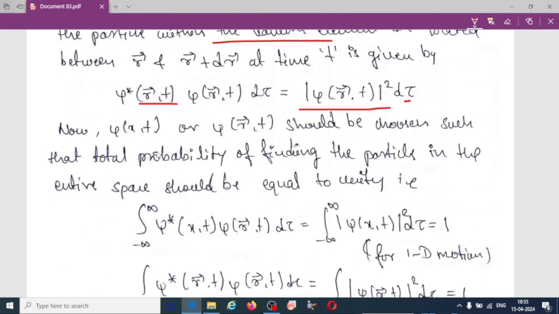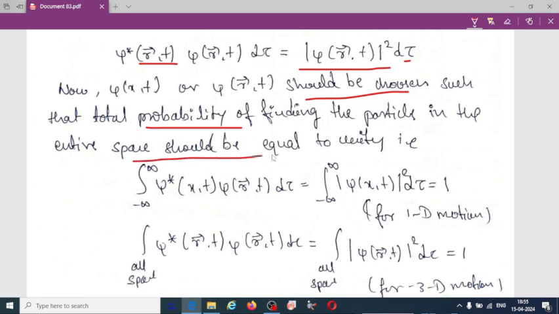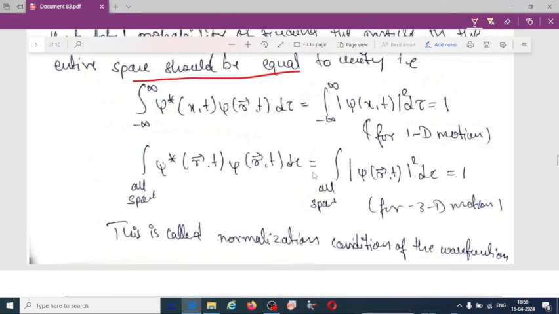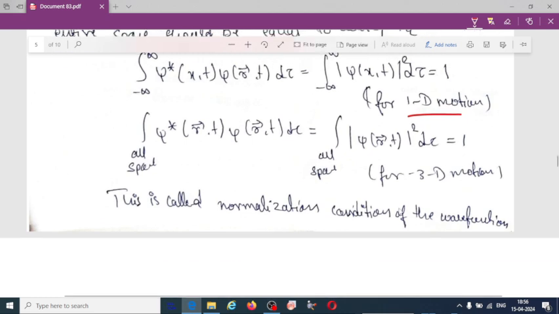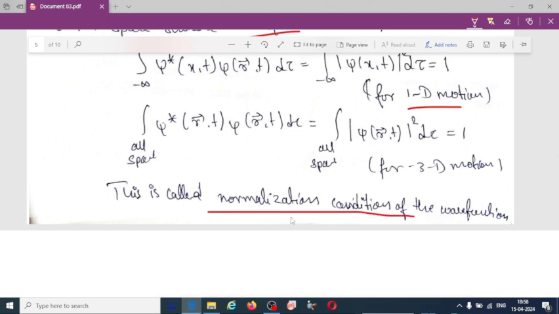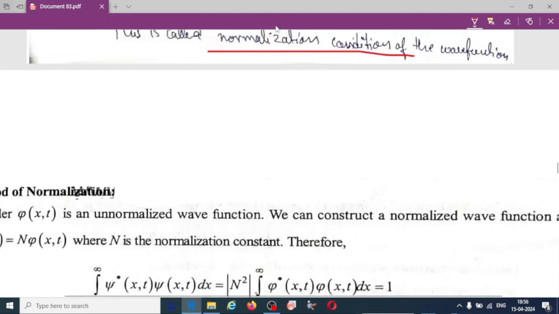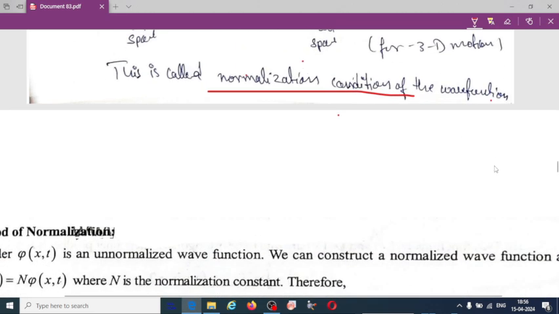So, we should also understand here the normalization and orthogonality condition. The wave function psi of x comma t or r comma t should be chosen such that the total probability of finding the particle in the entire space should be equal to unity. That means the integral of the mod square of the wave function should be equal to 1 for 1 dimension, and for 3 dimensions the integral of psi of r comma t squared over the volume element should be equal to 1. This is what we call the normalization condition of the wave function. So let us discuss here the normalization condition.